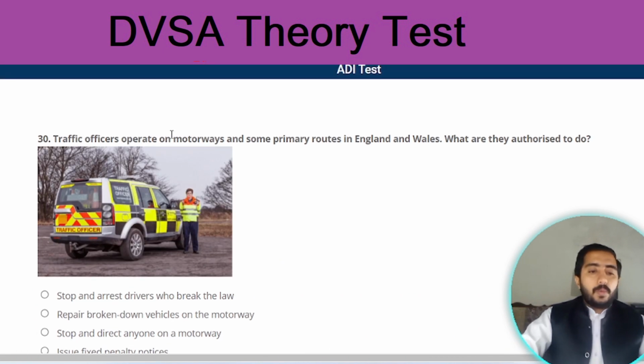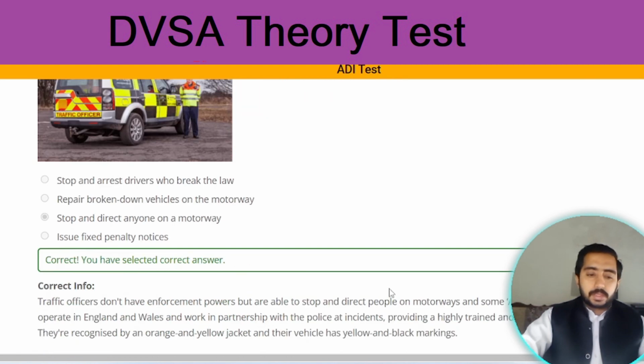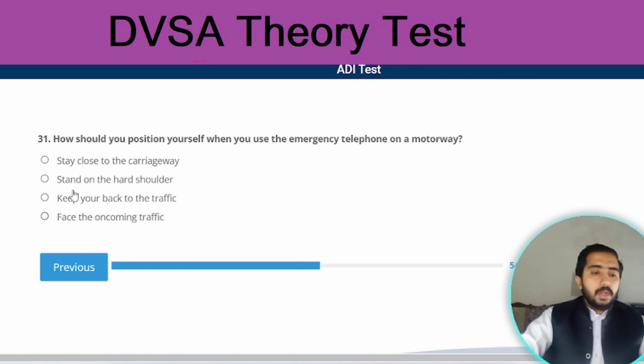Traffic officers operate on motorways and some primary routes in England and Wales. What are they authorized to do? They are authorized to stop and direct anyone on the motorway. Option C. Yes. Next one.